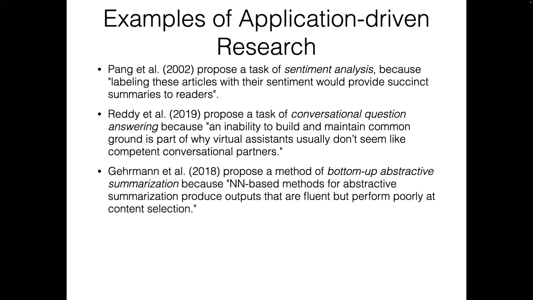Here's another example, which is maybe a bit different flavor. In this paper, they proposed bottom-up abstractive summarization. And they said it was because neural network-based methods for abstractive summarization produce outputs that are fluent but perform poorly at content selection. So here again, they're looking at the particular state of the field and the particular methods that are used on this problem of summarization.